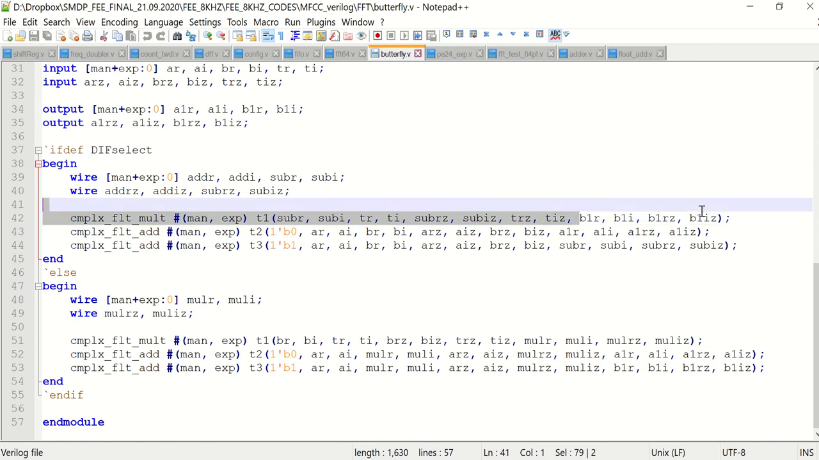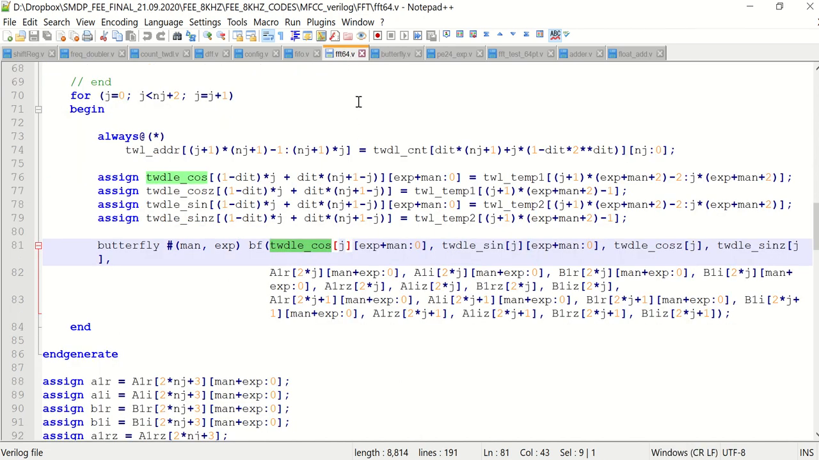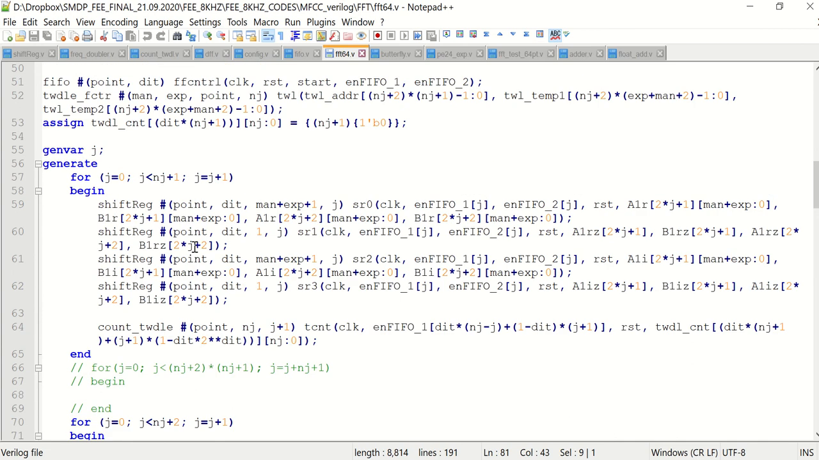This is how we get one of the outputs, and the other output is the addition of the two inputs, a and b. This is a butterfly implementation. Yes, now coming to this module.